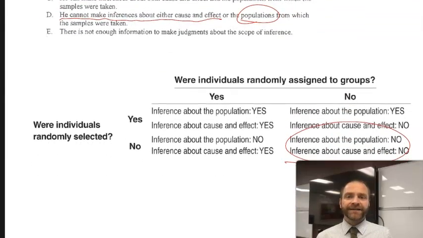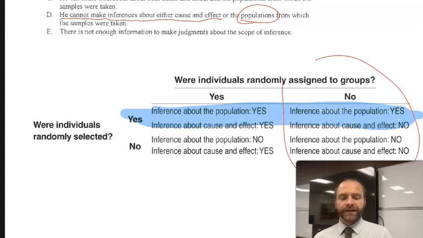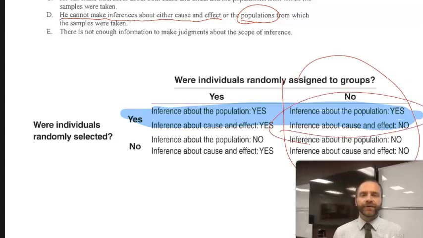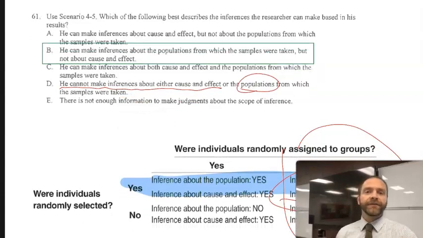We had the fact that they were randomly selected, so we knew we're up here. They were not randomly assigned, so then we're right here, and that's where they intersect. So that is our answer to question 61, the idea of scope of inference. It's a good way to review what we can conclude from random selection and what we can conclude from random assignment.